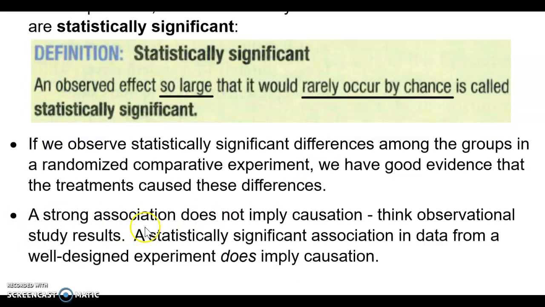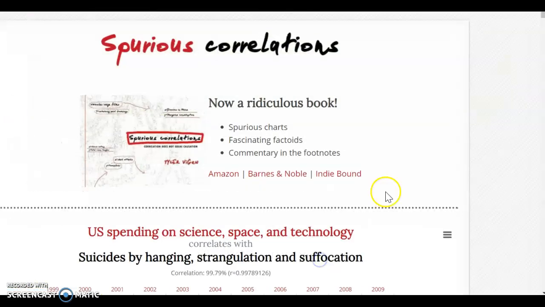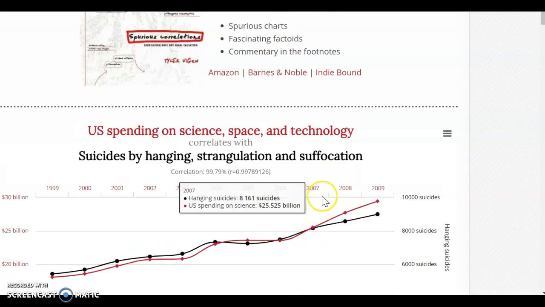This is a strong statement. A strong association does not imply causation. Think observational study results. We will look at examples of that later. I can pull one up. I'd like to pull up one example right now.